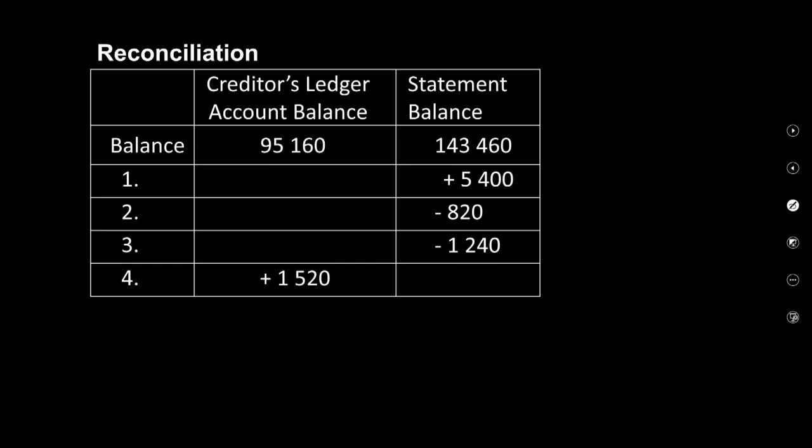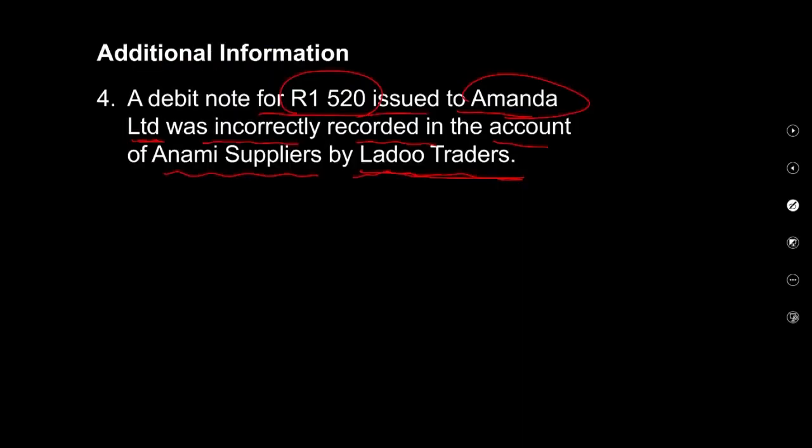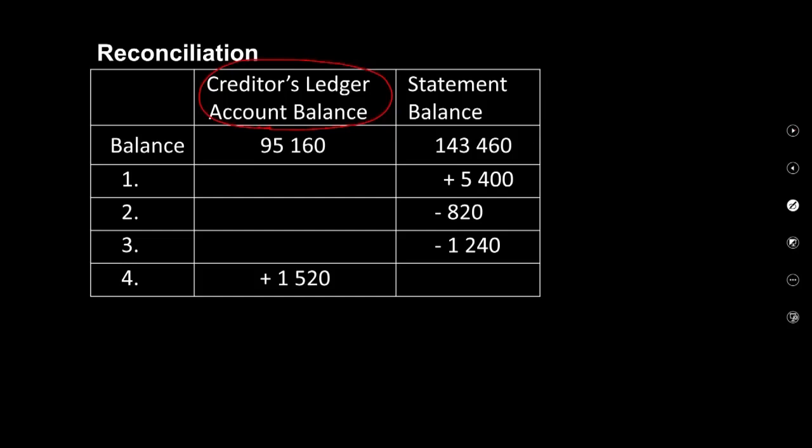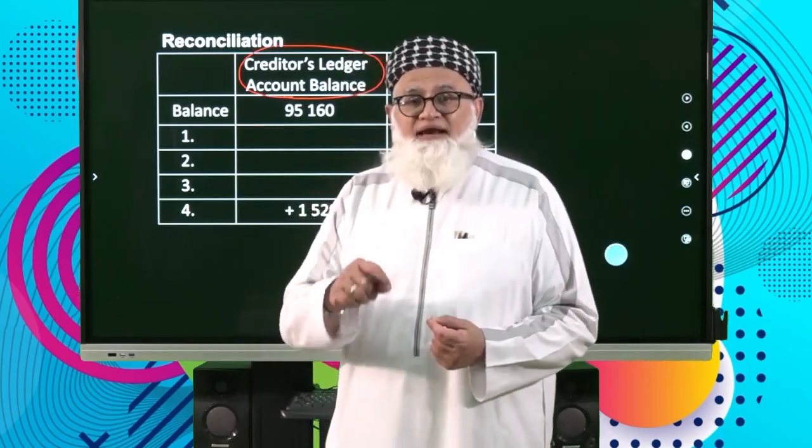So the error is with us in the creditors ledger. Okay, what have we done? Firstly, a debit note indicates that we have returned goods to the supplier. But in this case, it was returned to Amanda Suppliers. Check here. We returned goods to Amanda Limited. What did we do? We entered it into the books of Anami Suppliers incorrectly, meaning therefore that we reduced Anami Suppliers' account by 1,520. As a result of which, we now have to say incorrect, error made on our side.